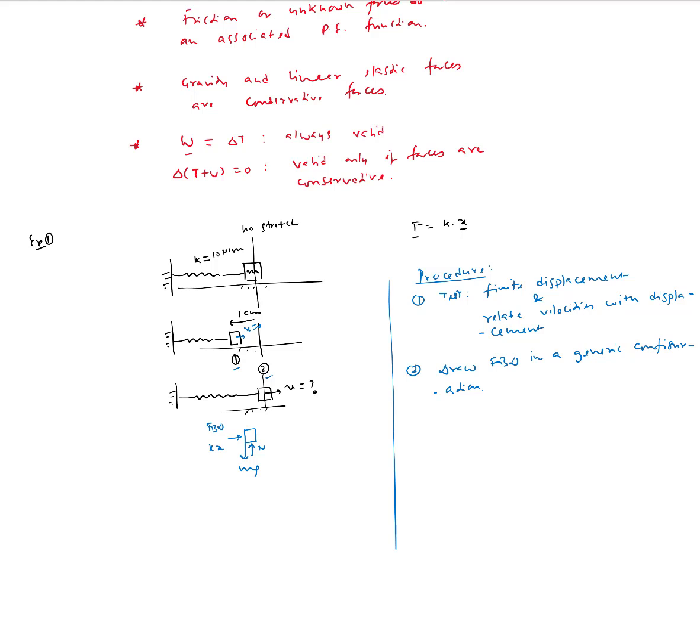Now notice that if you drew this free body diagram in position 2, you would not have any force from the spring, right? Because in this position, the spring would be unstretched. That's why we say draw it in a generic configuration where you can potentially account for all kinds of forces acting on the system. So that's the second step.